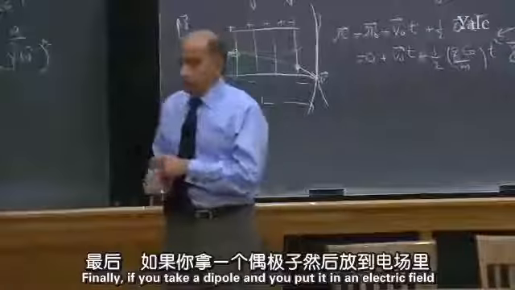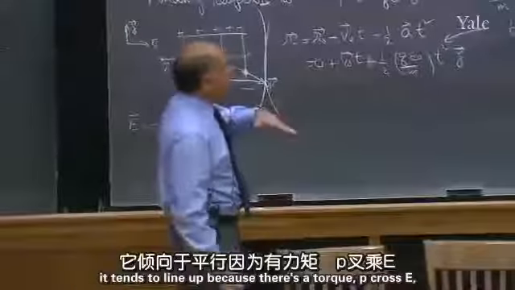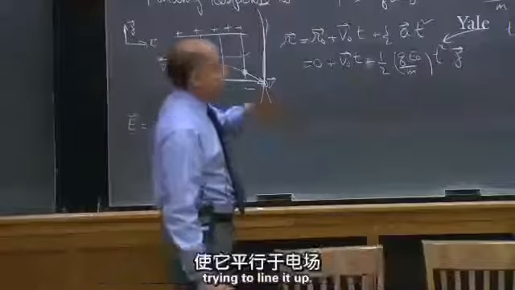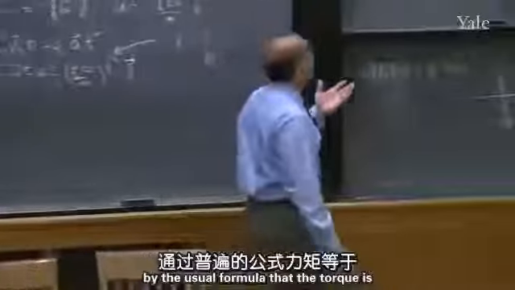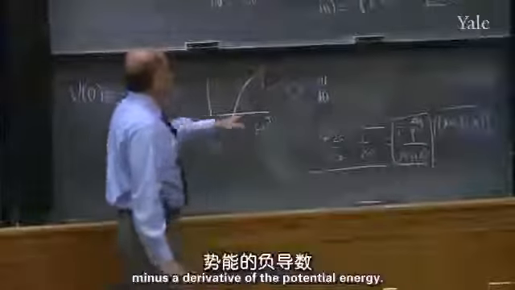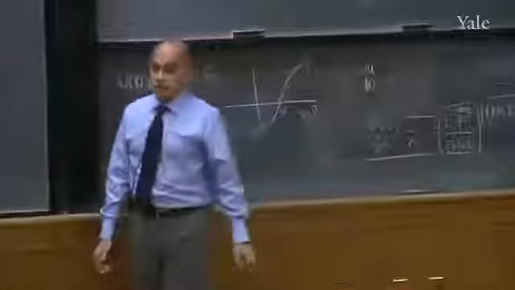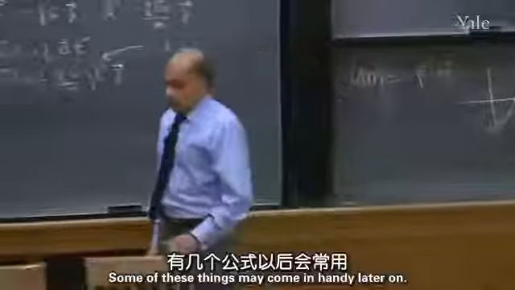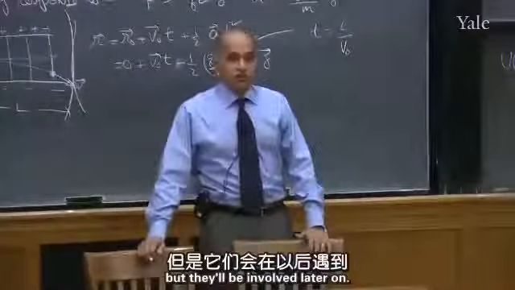Finally, if you take a dipole and you put it in an electric field, it tends to line up because there's a torque, P cross E, trying to line it up. And with that torque, you can associate a potential energy by the usual formula that the torque is minus the derivative of the potential energy. That potential energy is minus P dot E. Some of these things may come in handy later on. So you don't have to memorize them, but they will be invoked later on.